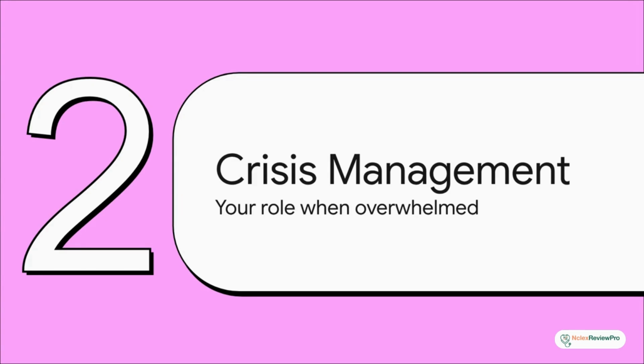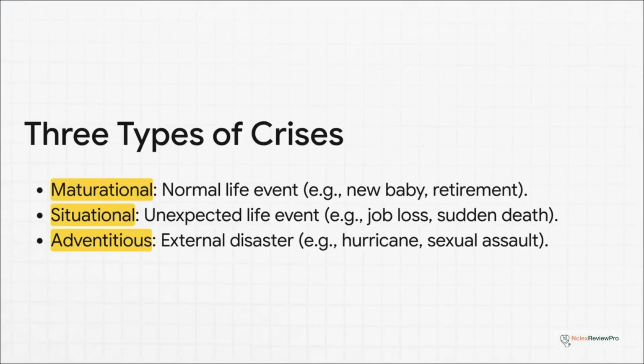You'll need to know the 3 main types of crises for the exam, because how you intervene might change. First, maturational crises. These are the stressful but normal parts of life, like having a baby or retiring. Then there are situational crises, the unexpected curveballs, like a sudden job loss. And finally, adventitious crises, which are those big traumatic external events, like a hurricane or a violent crime.